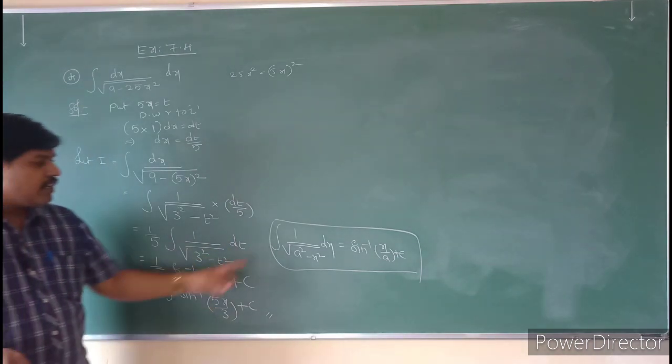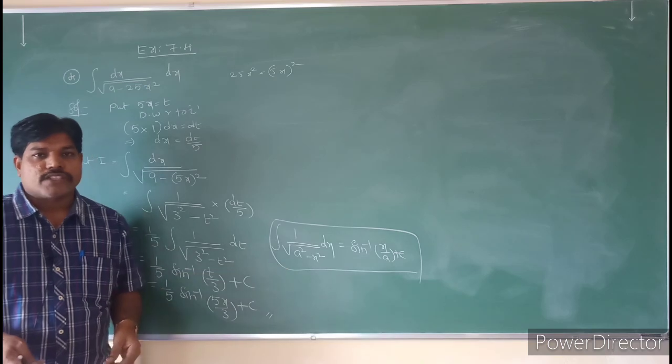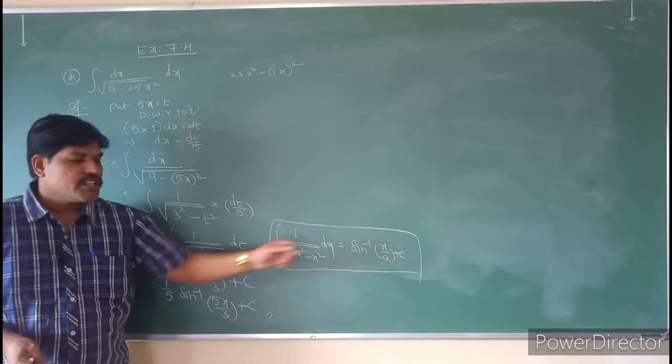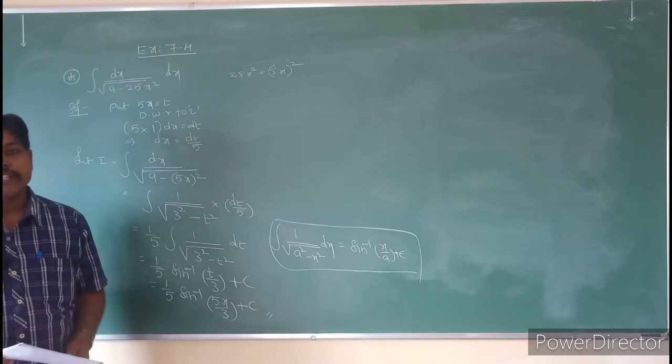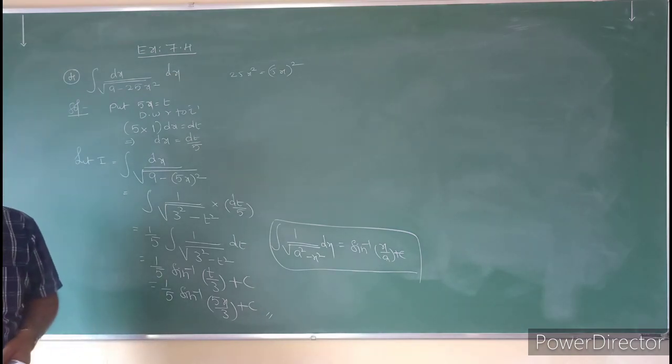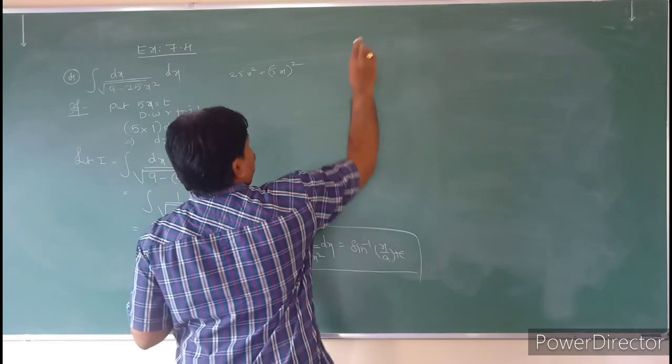What is the formula? Integral 1 by root of a square minus x square into dx is nothing but sine inverse of x by a plus c. So see that question, students. See the question number 5.